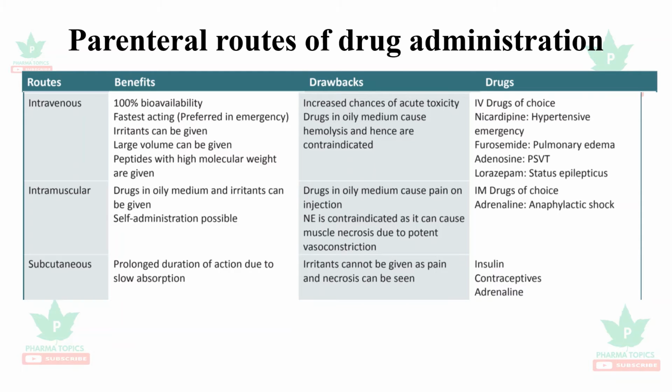Intramuscular route: the drugs in oily medium and irritants can be given by this route, and self-administration is also possible. Drugs in oily medium can cause pain at the site of injection. Norepinephrine is contraindicated as it causes muscle necrosis due to potent vasoconstriction by the intramuscular route. An intramuscular drug example is adrenaline, which is useful in anaphylactic shock.